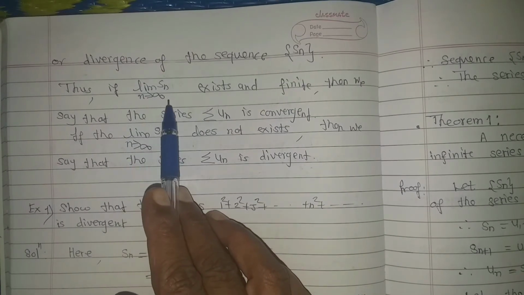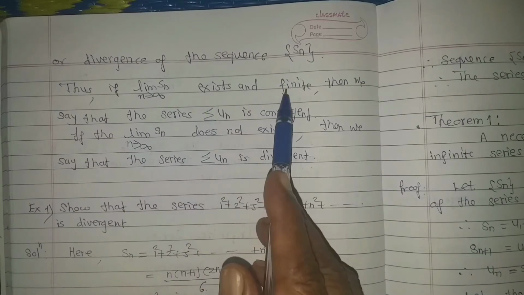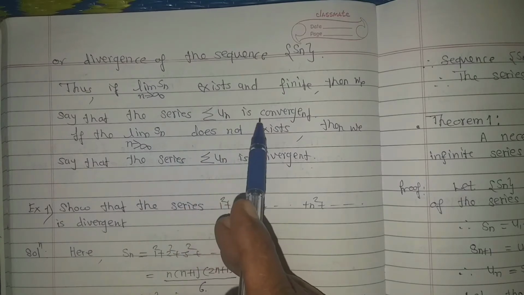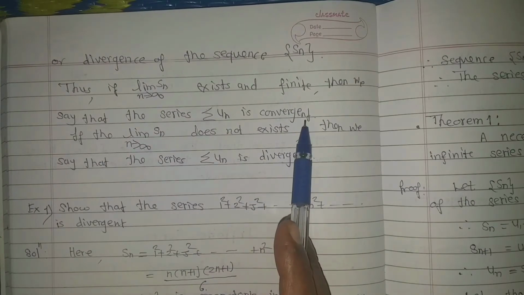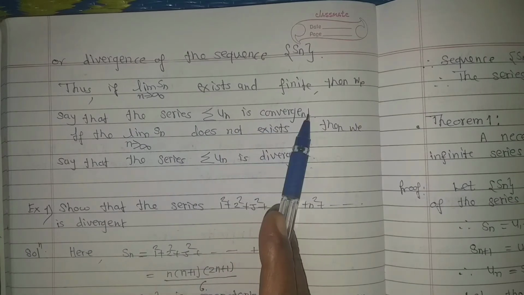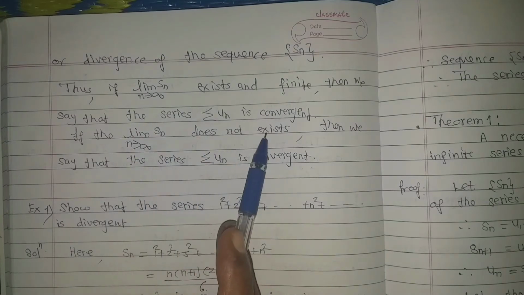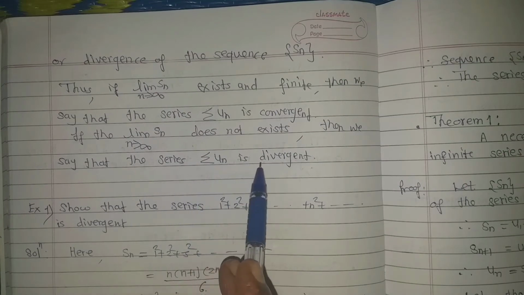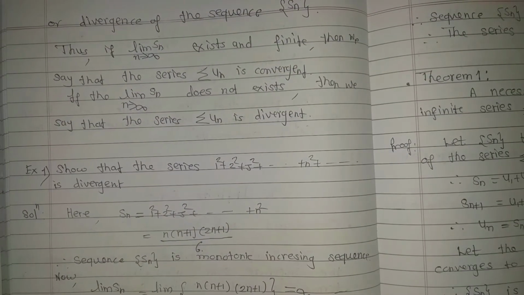Thus, if the limit of Sn as n tends to infinity exists and is finite, then we say that the series summation of un is convergent. That means if the limit of Sn, the sequence of partial sums, exists and is finite, then summation of un is convergent. If the limit of Sn as n tends to infinity does not exist, then we say that the series summation of un is divergent. Now we consider one example.